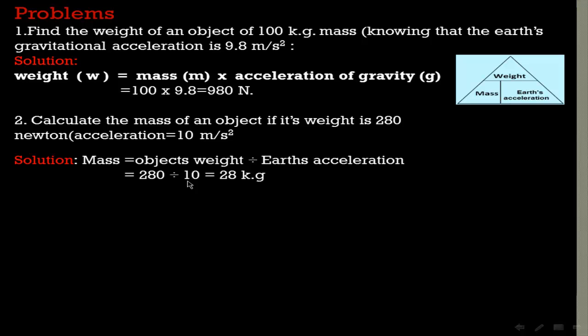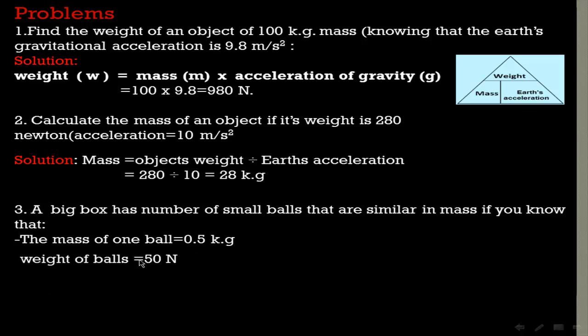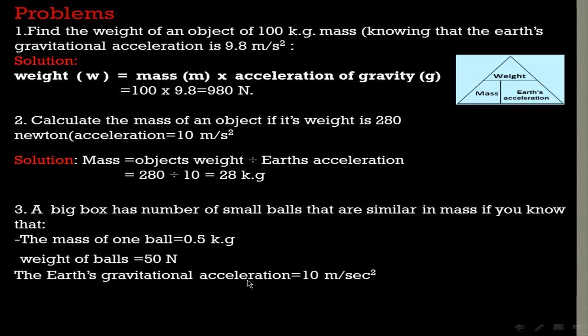280 divided by 10 equals 28 kilograms. Okay, another type of problem here. A big box has a number of small balls that are similar in mass. If you know that the mass of one ball equals 0.5 kilogram, the weight of all balls equals 50 Newton, and the Earth's gravitational acceleration equals 10 meter per second squared.